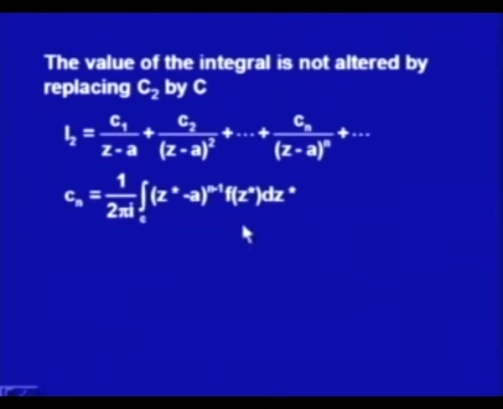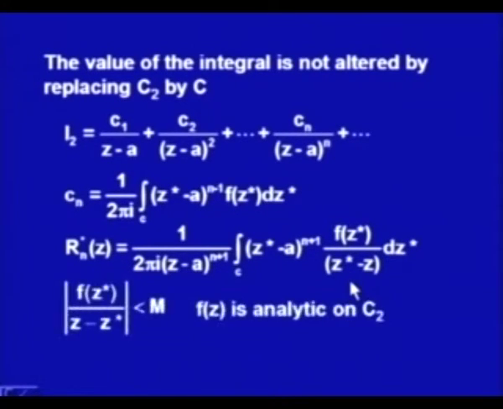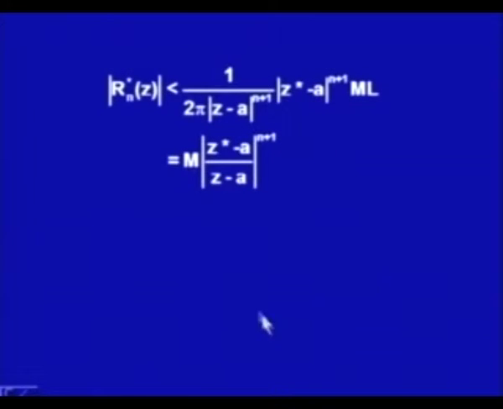So, this is my C n, and R n star z as we have expressed it as this. From here one may notice that f z star divided by z minus z star modulus is less than m, f z being analytic on the curve C 2, and modulus of R n star z will be less than modulus of 1 upon 2 pi i, which is 2 pi, and then modulus of z minus a raised to power n plus 1 multiplied by z star minus a raised to power n plus 1 into m times L, and L happens to be 2 pi.